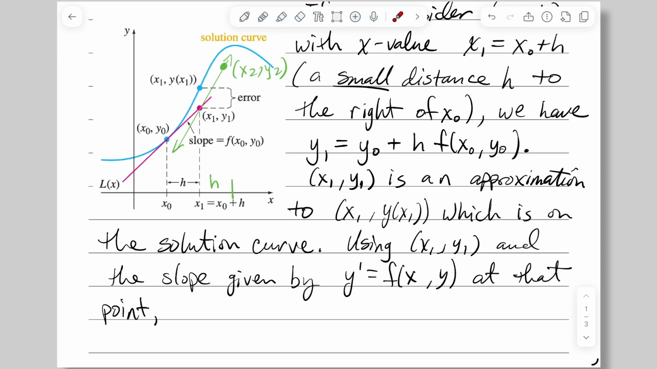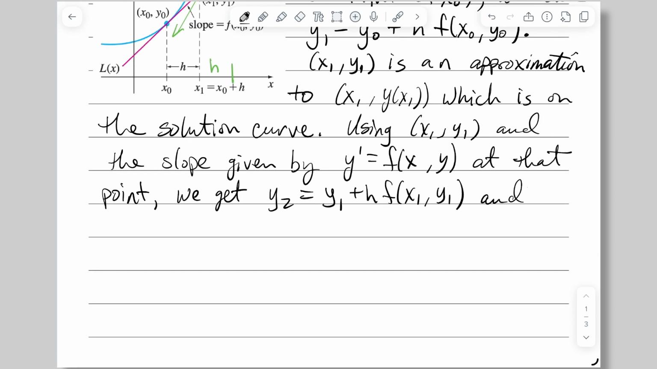Now back to the sentence I had started, using the point x1, y1 and the slope that we have, which is f of x, y, we get y2 is equal to y1 plus h times f of x1, y1.